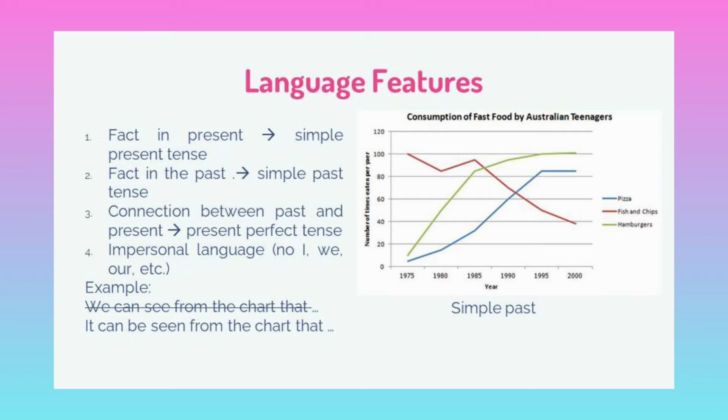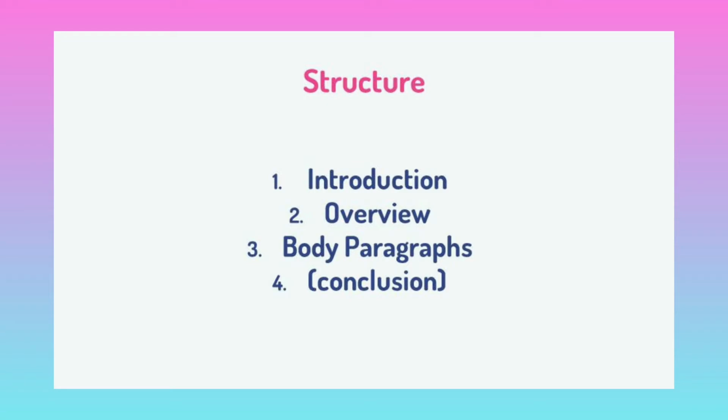And then how can we decide whether we should use simple present tense, past tense, or present perfect tense? The first thing that we have to do is to look at the years provided. For example, this chart has the years started from 1975 to 2000. It means this happened in the past. Then we should use the simple past tense.